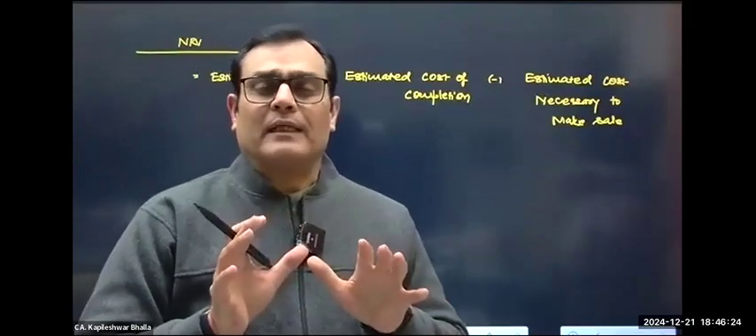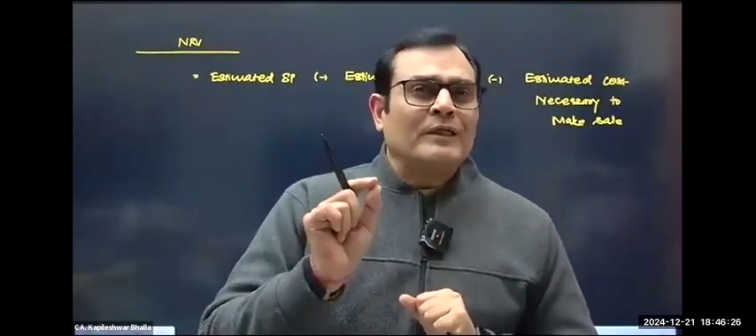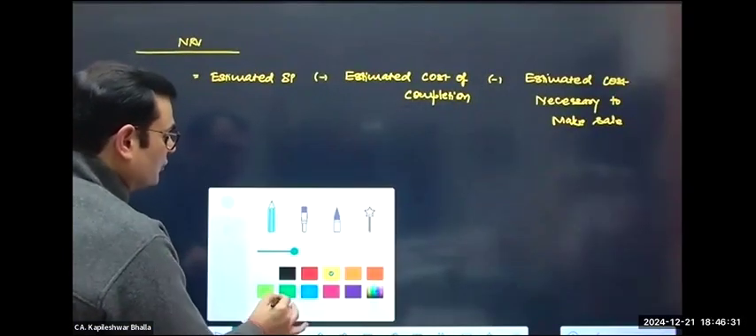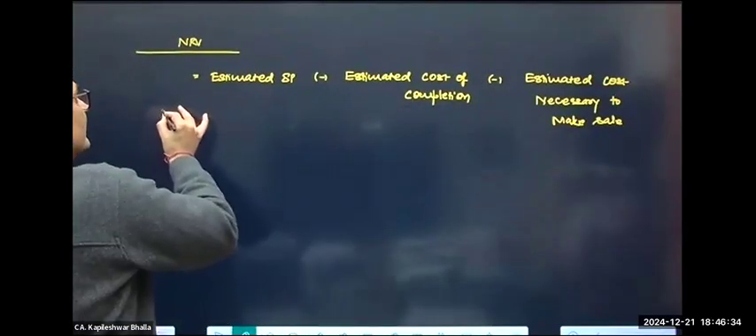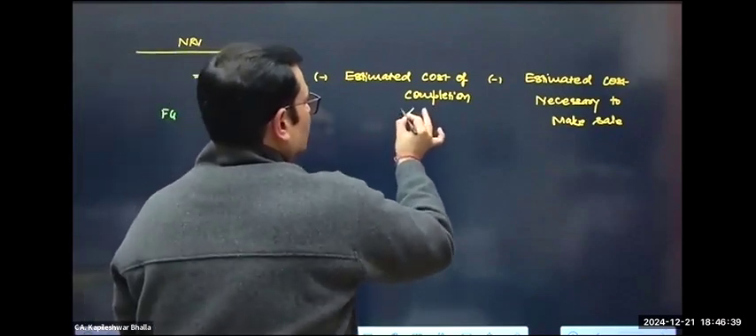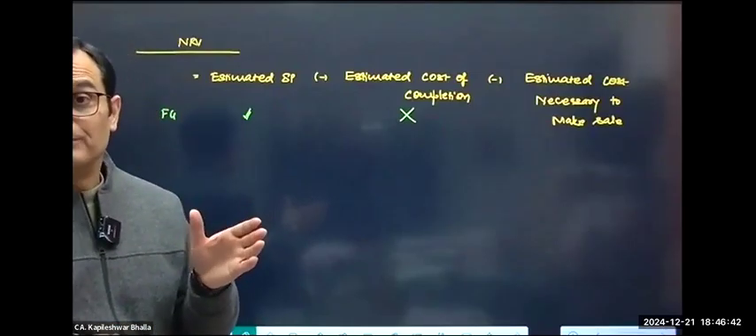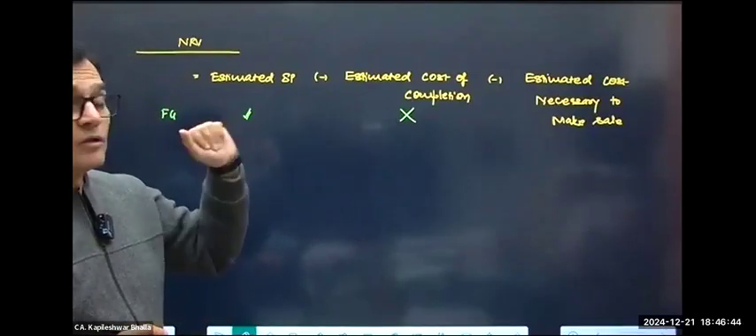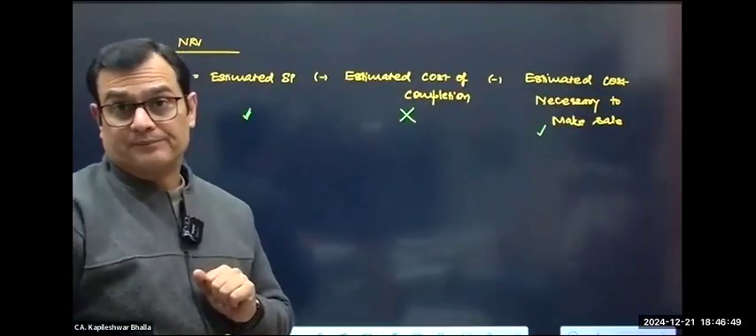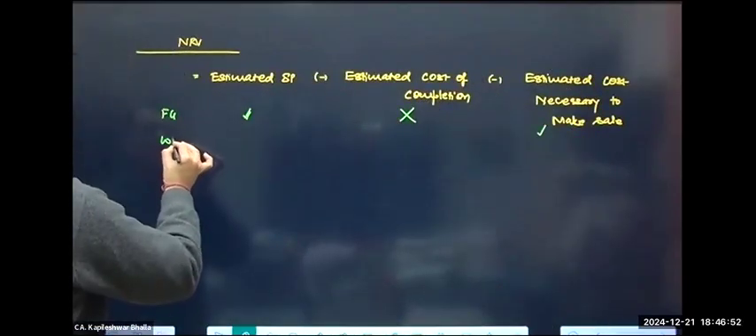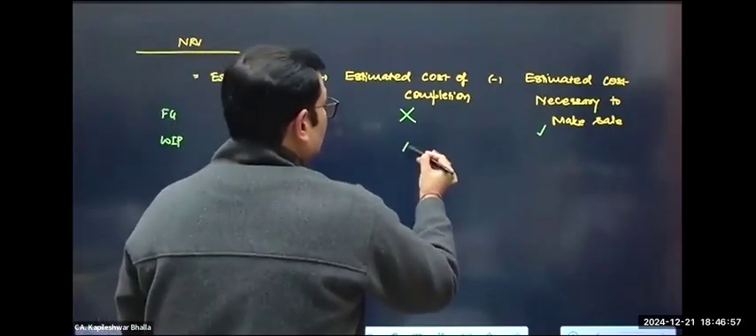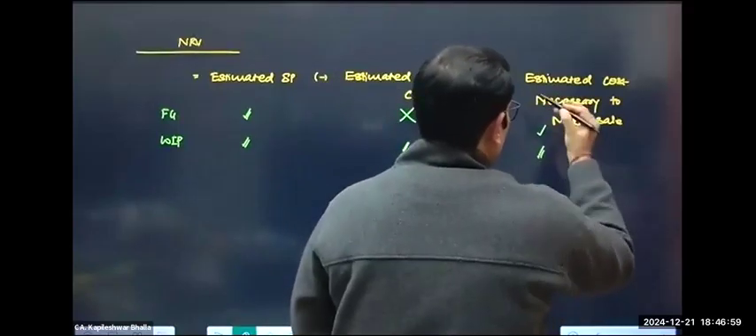Now, one thing which I would like to clarify at this end. When you're calculating the NRV, please be careful because many people tend to get confused on that. If you're calculating the NRV for FG, you will take this, but the cost of completion is not concerned with FG because FG is already complete. So I don't need to consider the cost of completion, but I will definitely consider the estimated cost necessary to make sale. But when you're calculating the NRV for WIP, you're also going to consider the cost of completion, and you're also going to consider the cost necessary to make sale.